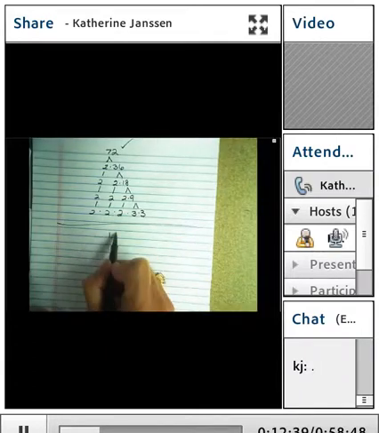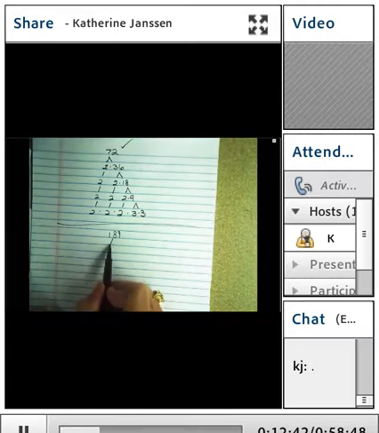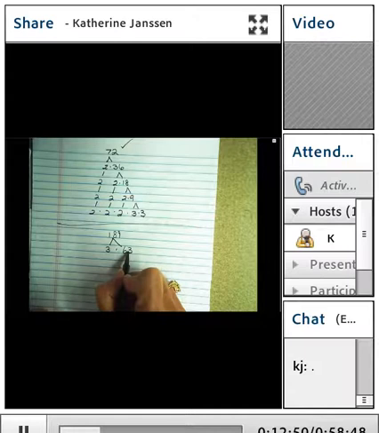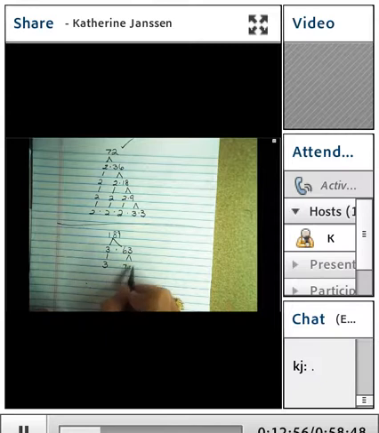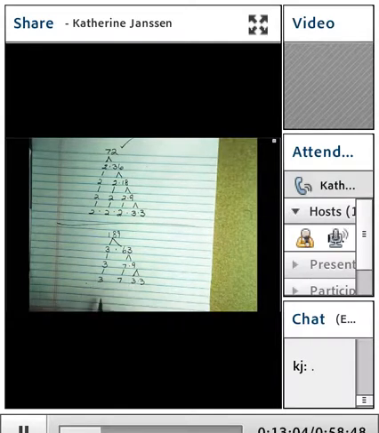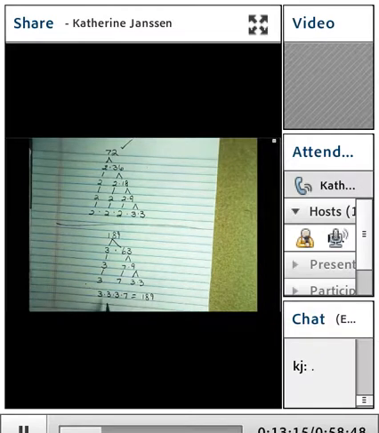Another example using the factor tree, 189. Well, let's see, 3 goes into that. 3 times 63. 3 is prime, I'll carry it down, but 63 can be factored as 7 times 9. 7 is prime, I'll carry it down, but I can factor 9 as 3 times 3. So the prime factorization of 189 is 3 times 3 times 3 times 7 equals 189. All factors must be prime factors to represent the unique prime factorization of a number.